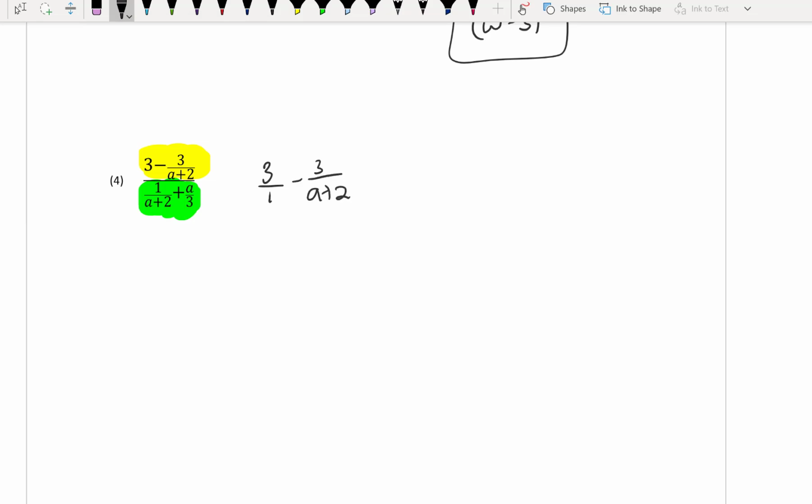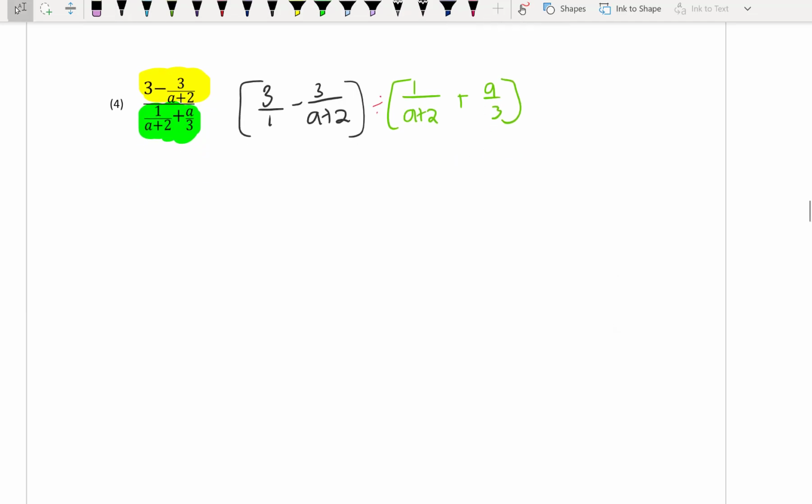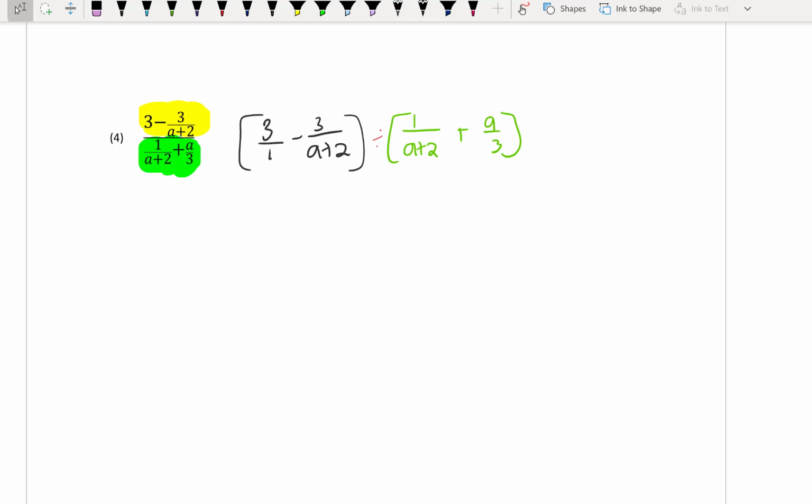That's being divided by my second green fraction, 1 over a plus 2, plus a over 3. So this tells me that I'm going to have to work out each fraction by itself. In that first fraction, I use black, and my LCD is going to be a plus 2. If I have 3 over 1, what's missing from the denominator is that a plus 2. So I need to multiply the bottom as well as the top by what's missing.